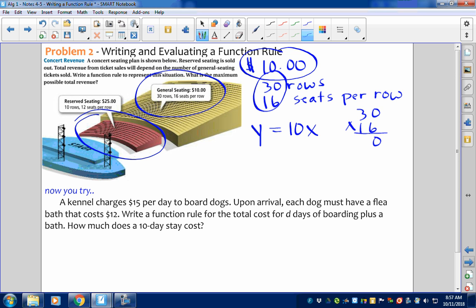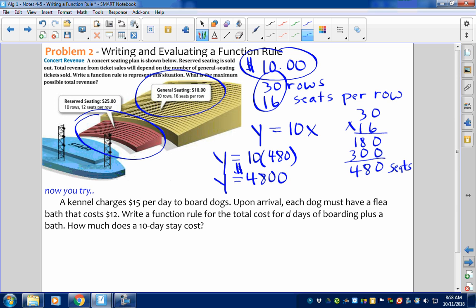So you go 30 times 16. You got 0, 18, 0, 0, 3. Add those up. I get 480 is what I get for total number of seats. And so when they ask what's the maximum amount of money they can make at this show at $10 per seat, it's y equals 10 times 480. They're plugging in 480 there. So that's 4800. So $4,800 is the maximum profit. Okay, so pretty simple equation. Simple equation there.